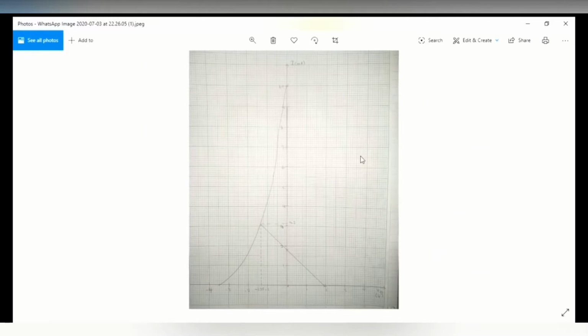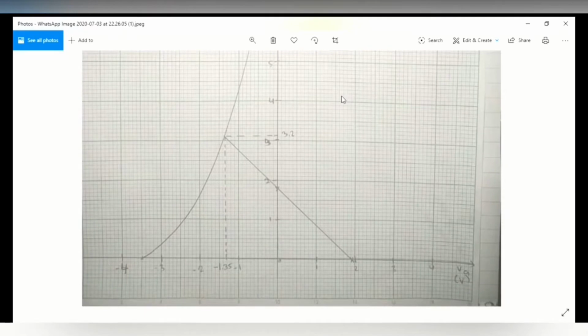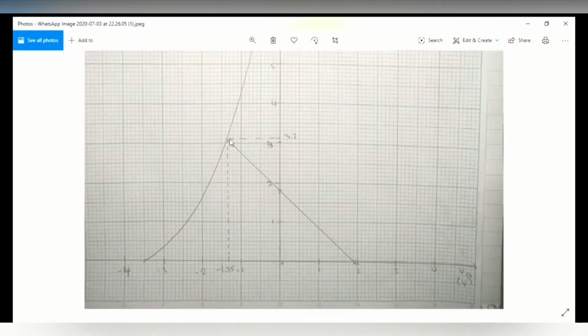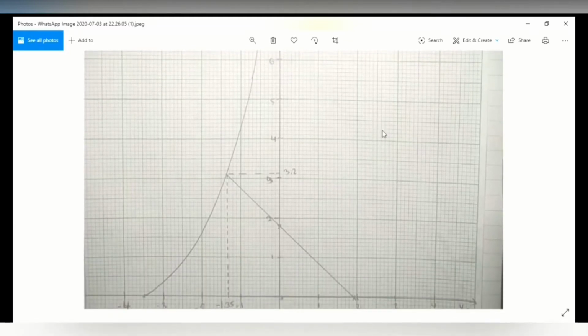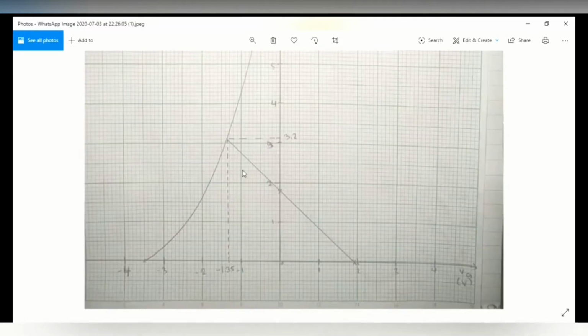Now we look at the graph. If we look closely at the graph here, this is the straight line and this is the curve that we have. The function of this graph is to search for the operating point or the Q point. The straight line that intersects with the curved line is the operating point. So we know that VGSQ is equal to negative 1.35 and IDQ is equal to 3.2 milliampere.